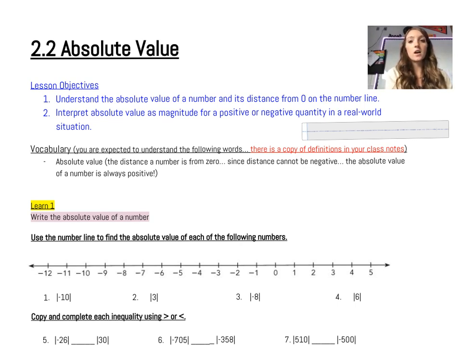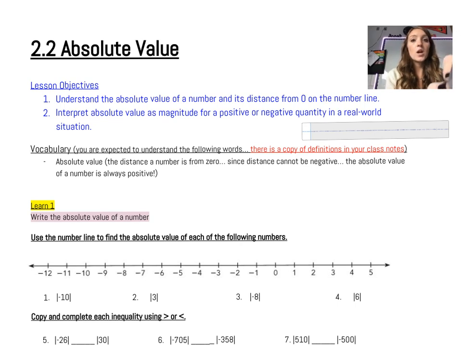By the end of our notes, and then as we continue to practice throughout the week, you guys will be able to understand the absolute value of a number and its distance from 0 on a number line, and also be able to interpret absolute value as magnitude for a positive or negative quantity in a real world situation. So we're going to look at just absolute value of numbers and then how we can use it in real life and in word problems.